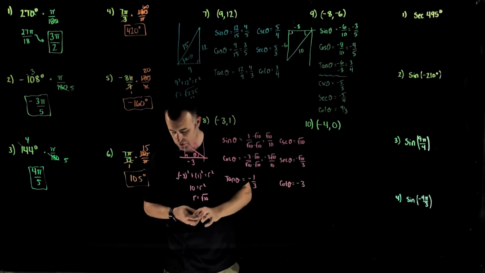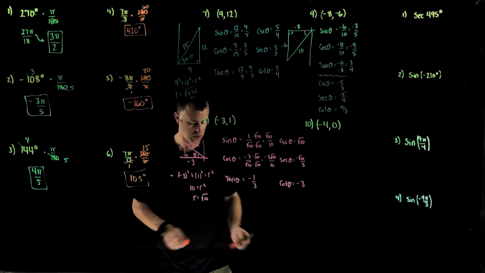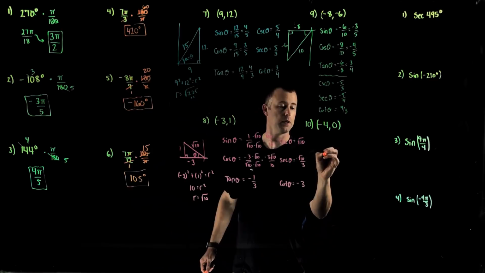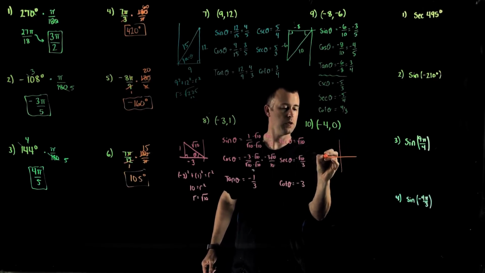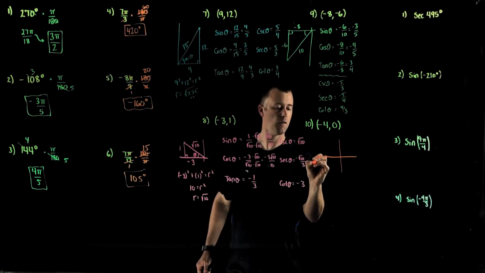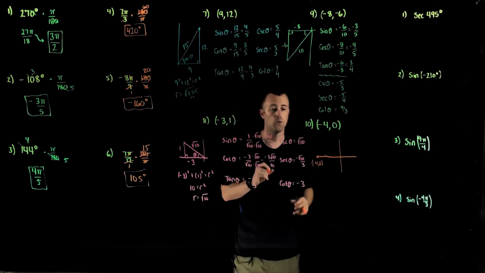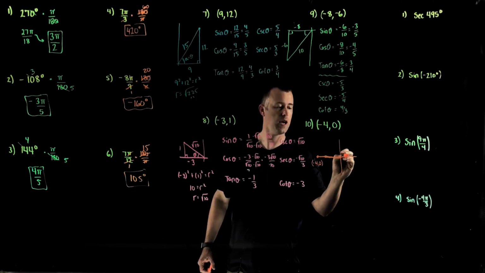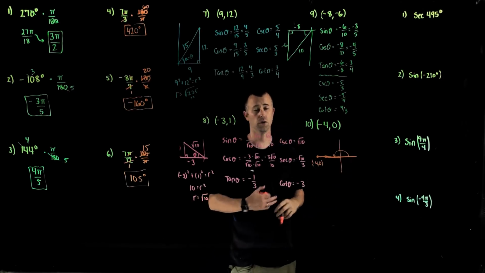Now number 10 is a little different, if you haven't noticed. It's different because of the point. It's just negative 4, 0. So here's what we're going to do with this. Obviously, we're going to plot it real quick. So here is negative 4, 0. Now, what we can't do is draw a triangle. But what we do know is this terminal side, we do know the angle associated with it. That's going to be 180 degrees.